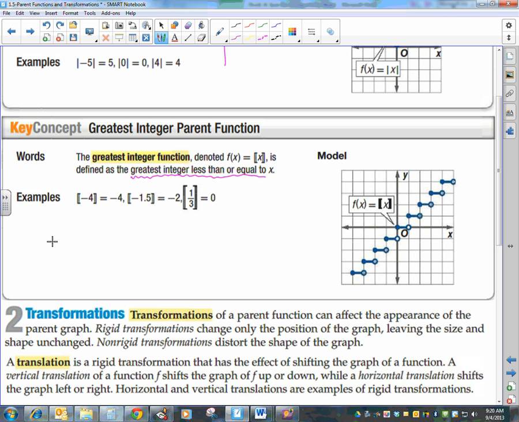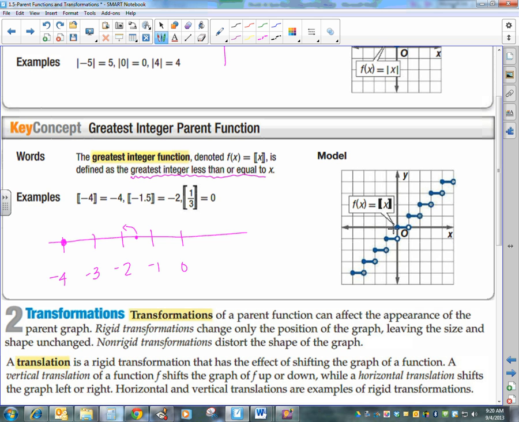Think about it on a number line, okay? 0, -1, -2. The negatives tend to trip people up, okay? So if I'm on a number line and I choose the number -4, the greatest integer less than or equal to -4 is -4. But if I go to -1.5, what is the greatest integer less than or equal to it? So you're always going to the left. So it is -2.